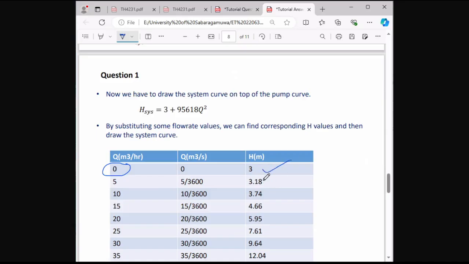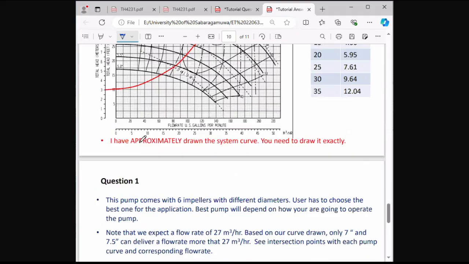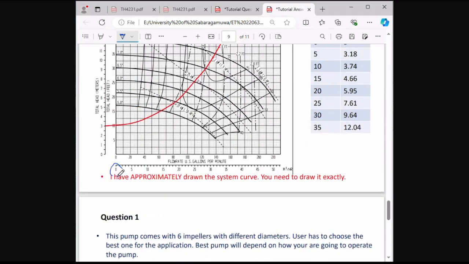Then the second value: the first value is 0. Now you can draw the first point here, like this. Then according to these values, the second point is 5. Please consider these units when you are doing your calculation, cubic meter per hour.